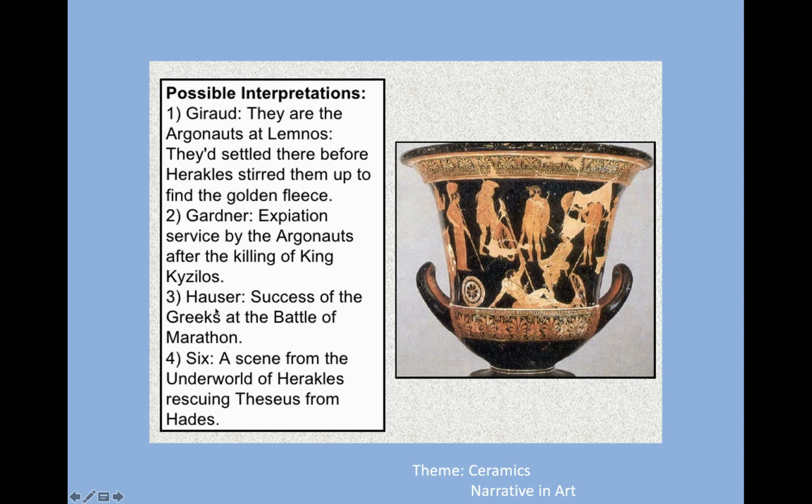So these are the names of different archaeologists or art historians. Giraud believes that this is the story of Jason and the Argonauts, where Hercules, also called Heracles, and they deal with the Golden Fleece. Gardner, art historian, believes that this is also about the Argonauts, but this is right after the killing of the king. Hauser believes that this is actually about the Battle of Marathon. And Six believes that this is a story of Hercules or Heracles in the underworld. Those are four of the most famous art historians in the world, and all four of them have a different explanation of what is on the back of this. So clearly, I am not going to be able to provide you a specific one.